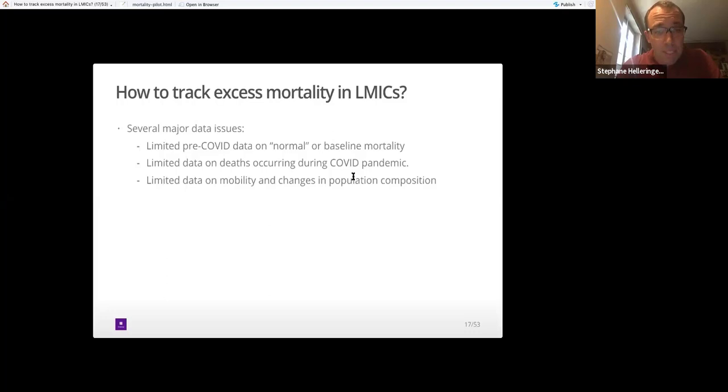There are limited data on deaths that are occurring during the COVID pandemic. Again, this stems largely from the deaths in which there has been a COVID test and that have occurred in health facilities, not the deaths that occurred in the community without tests, for example. And a lesser problem is that there are limited data on mobility and changes in population composition, so the population at risk of dying from COVID-19 or other causes of death that may be enhanced by the pandemic.